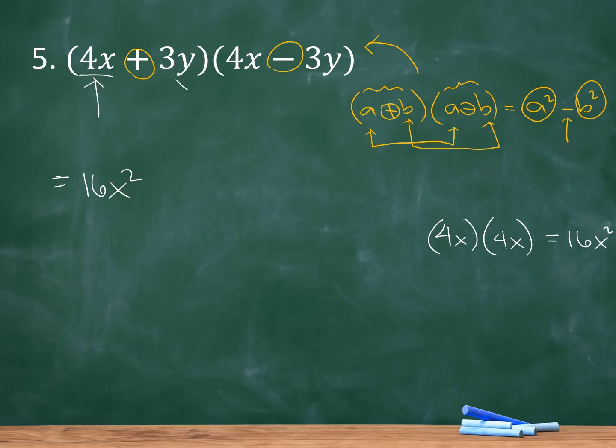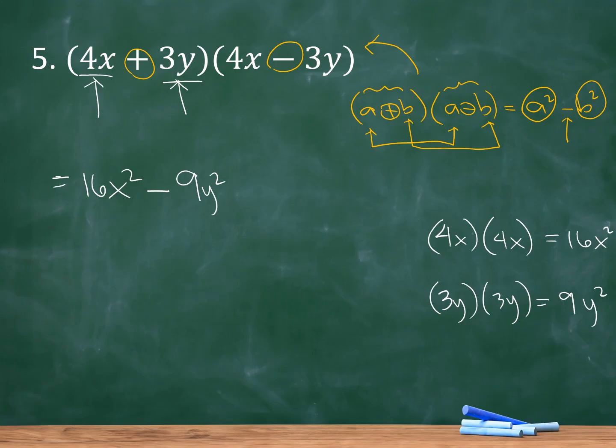And then we will also square the second term. How do we do that? That's 3y times 3y, and it is equal to 9y squared. So 3y squared will be 9y squared, and then we will just put a minus in between them. So this is now our answer, 16x squared minus 9y squared.